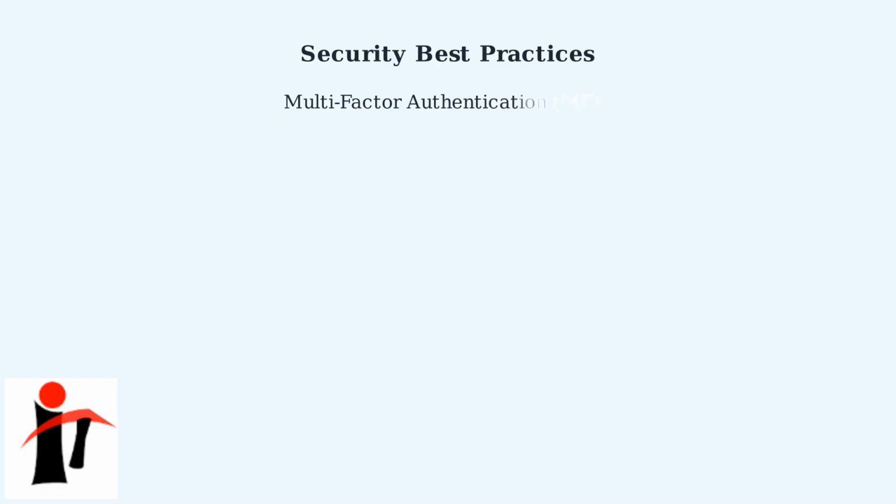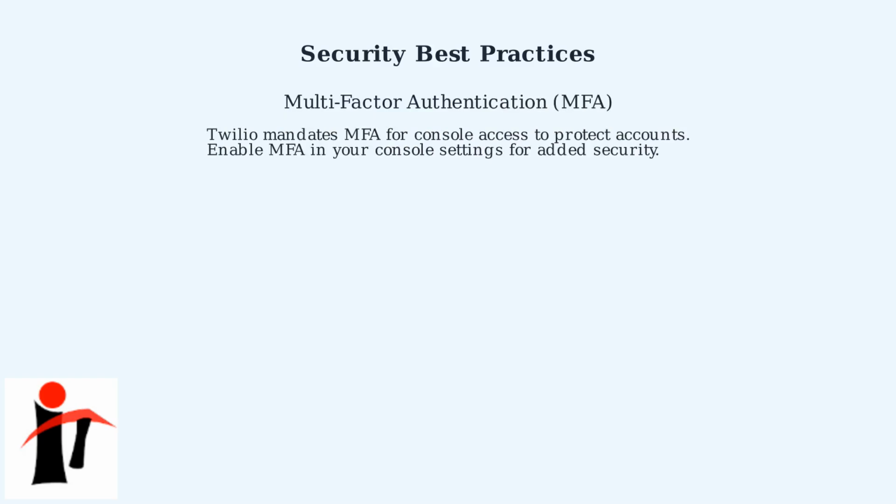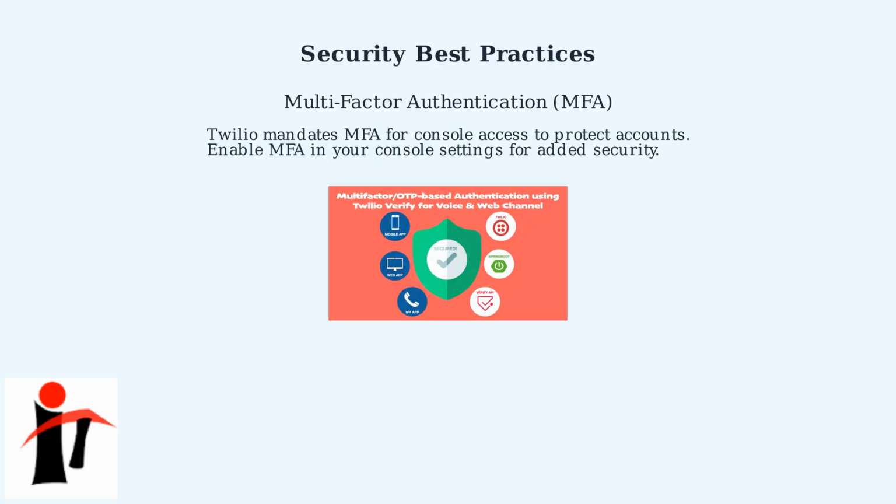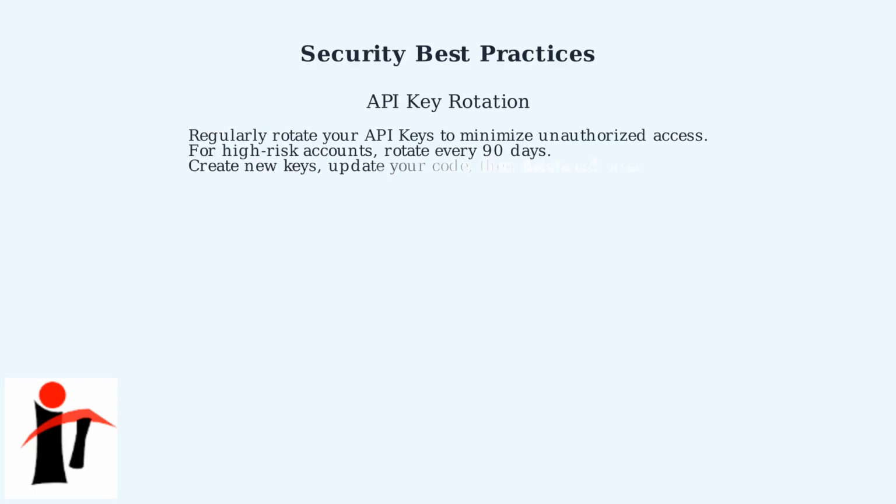Security is paramount when working with Twilio. As of late 2025, Twilio mandates multi-factor authentication for all console access. This adds an extra layer of protection beyond just passwords. Additionally, regularly rotate your API keys. This security practice limits the damage if a key is compromised. Twilio recommends rotating keys every 90 days for high-risk accounts. The process involves creating new API keys, updating your applications to use them, and safely deleting the old keys.